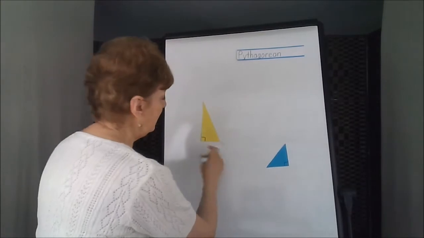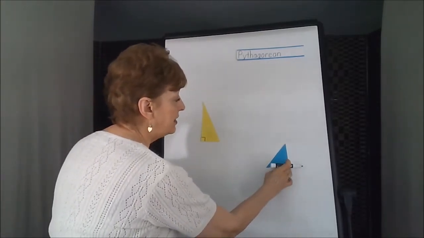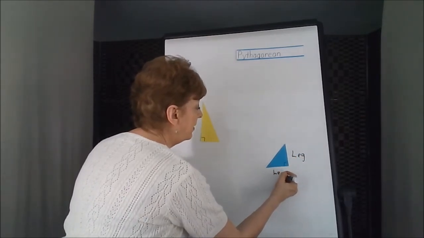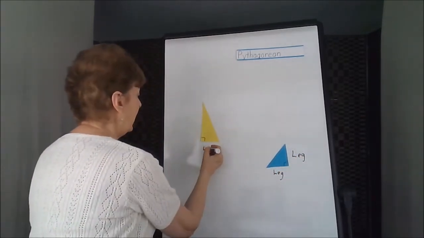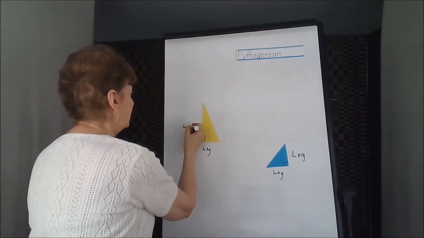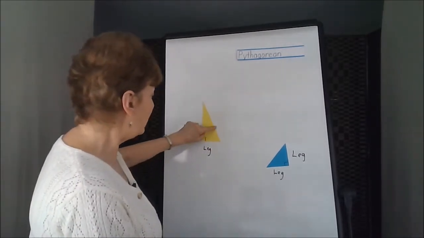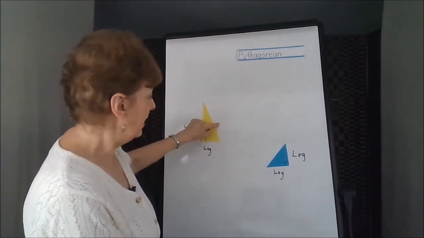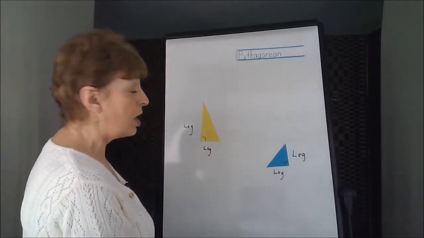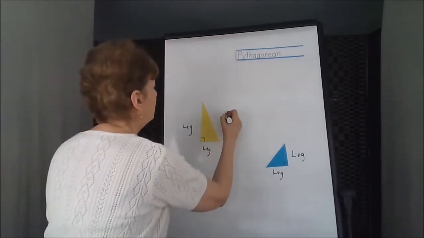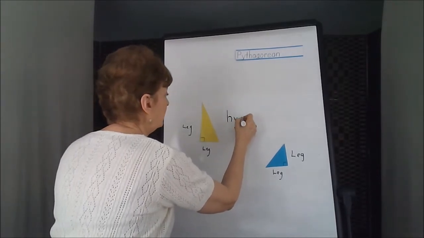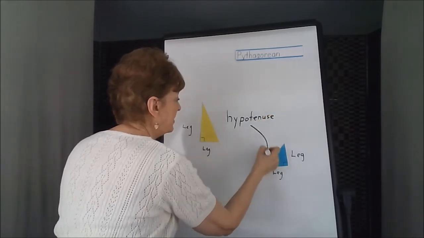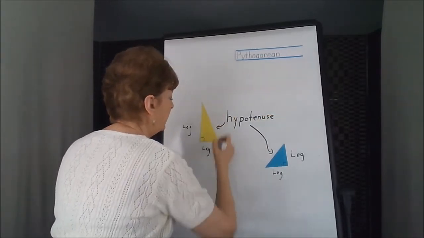The sides of the triangle that touch the box are called legs. This is the leg, and this is the leg of this triangle. Here we have a leg and a leg. And the side that's opposite the right angle, right across from it, in this case this side, is called a hypotenuse. This is the hypotenuse of those two triangles.